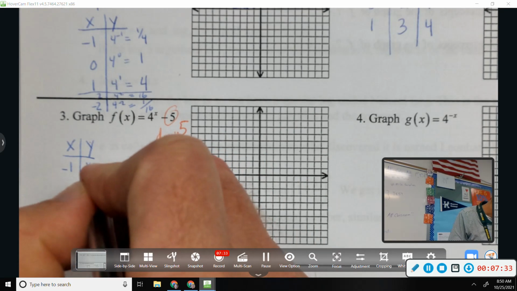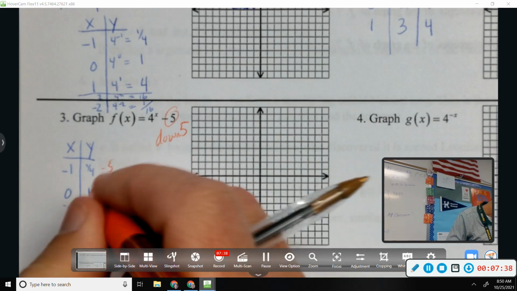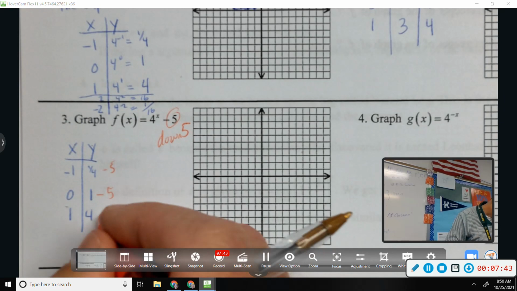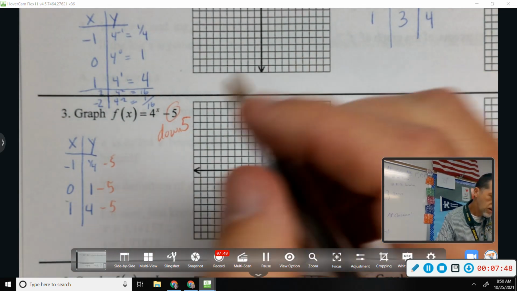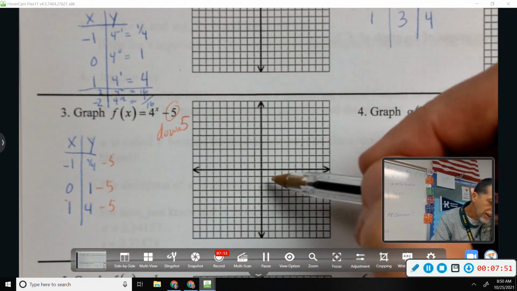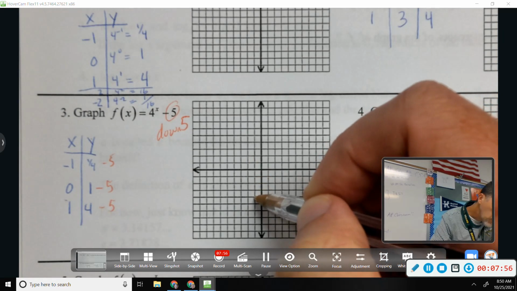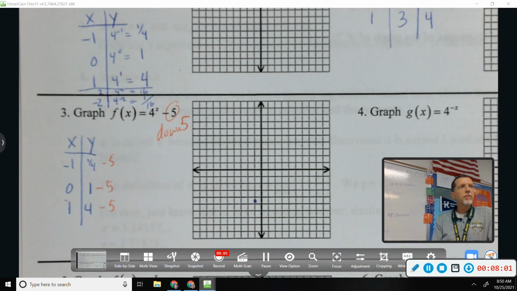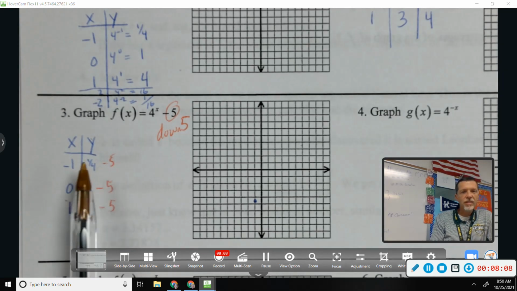So 1/4, -5. 1, -5. 4, -5. So you can do the math, or you could just say, well, I'm just going to go down 5 and then up a fourth. Down 5, up a fourth, rather than figuring out what that is. I mean, yeah, it's -4 3/4, but why don't you just go down 5 and up a fourth?